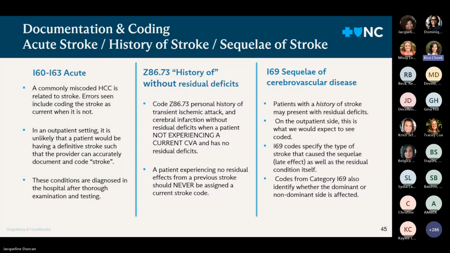On the outpatient side, this is what we would expect to see coded. I69 codes specify the type of stroke that caused the sequela, as well as the residual condition itself. Codes from category I69 also identify whether the dominant or non-dominant side is affected. Let's take a closer look at the I69 codes.